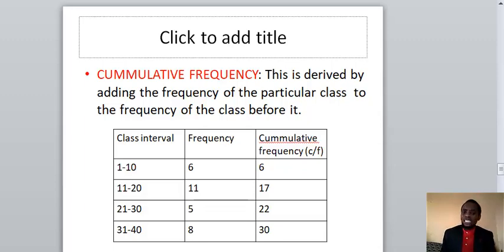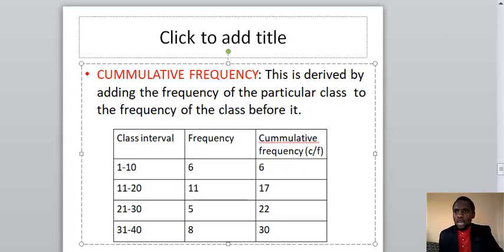So the next class, the frequency is 11. The total frequency before it is 6. So 6 plus 11 gives us 17. The next class, the frequency is 5. The total frequency before that class is 17, plus 5 gives us 22. The next class, the frequency is 8. The total frequency of the class before it is 22. 8 plus 22 gives us 30. So that is how we find cumulative frequency.